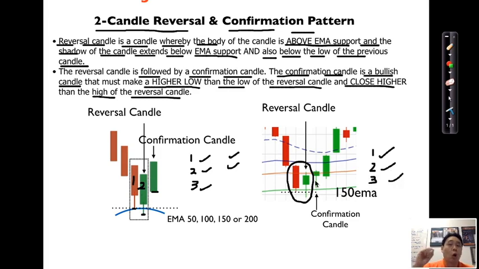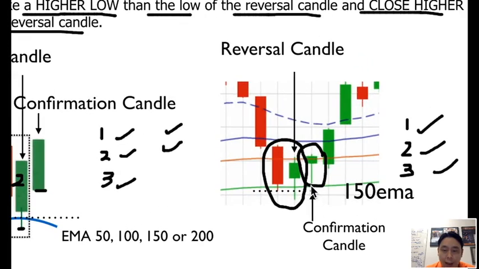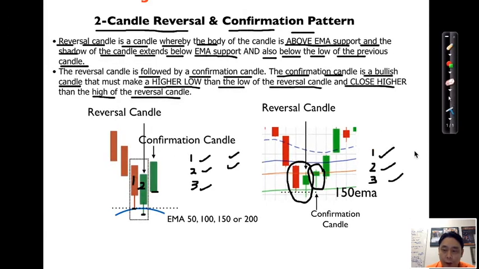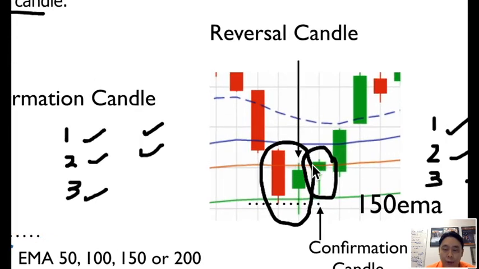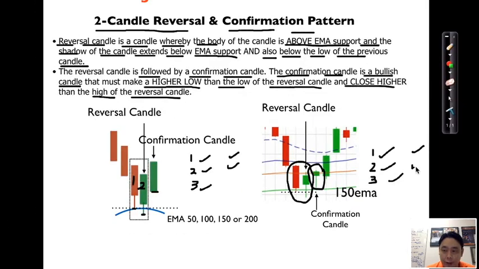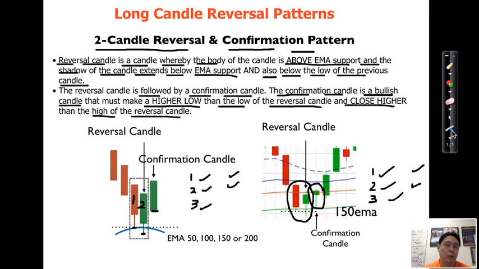Now, it must be followed by a confirmation candle. So, is this a valid confirmation candle? Well, does it make a higher low than the low of the reversal candle? Yes, it makes a higher low. Check. Does it close higher than the high of the reversal candle? Yes, it does. Check. There we go. So this is a valid 2-candle reversal pattern with a confirmation candle. Right? So if you are not 100% clear on that, do review what I just said till you get clear. This is a very important pattern that you have to understand.